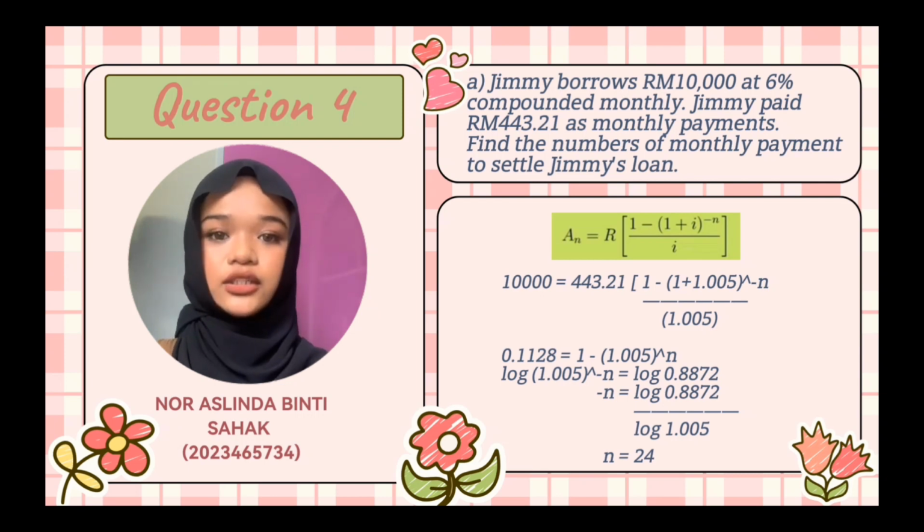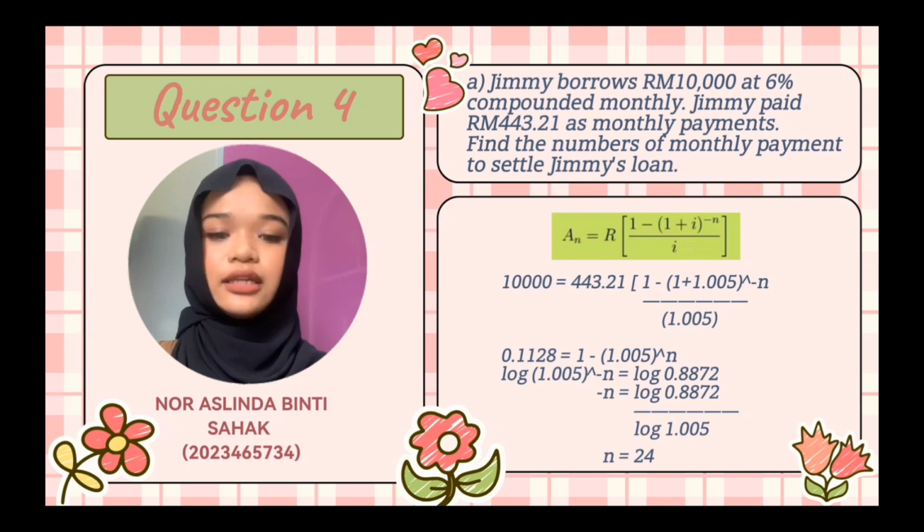Question 4a. Jimin borrows 10,000 at 6% compounded monthly. Jimin pays RM443.21 as monthly payment. Find the number of monthly payments to settle Jimin's loan. To answer this question, we will use the present value formula, which is A equals R in bracket 1 minus (1 plus i) to the power of negative n over i.